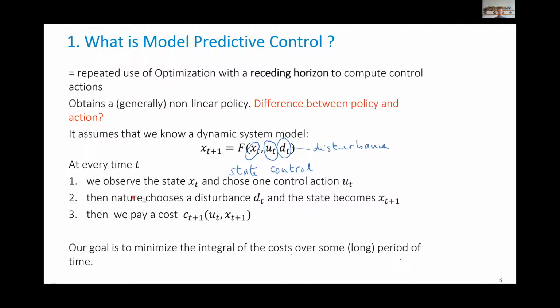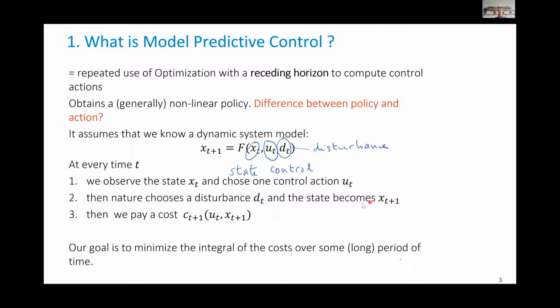How we can choose the control action, we'll see in a minute. Then nature chooses a disturbance, and this will change the state. In the case of a grid, there is no real state other than storage. If there is a battery in the grid, like there will be in the next lab, then the state depends on what we have drawn from the battery or put into the battery, for example.